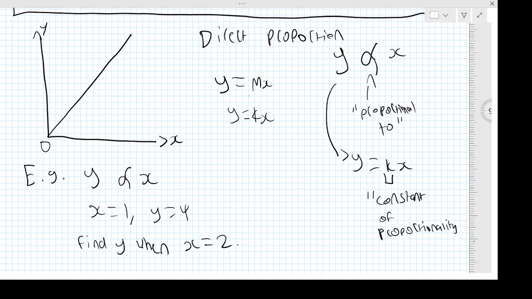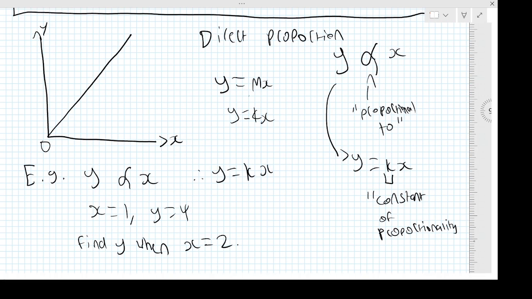So then, okay, we want to find y when x is 2, but I need to find an expression for y in terms of x. Well, that's this here. If I'm told y is proportional to x, then that means I can say that therefore y is equal to kx, where k is that proportion constant.